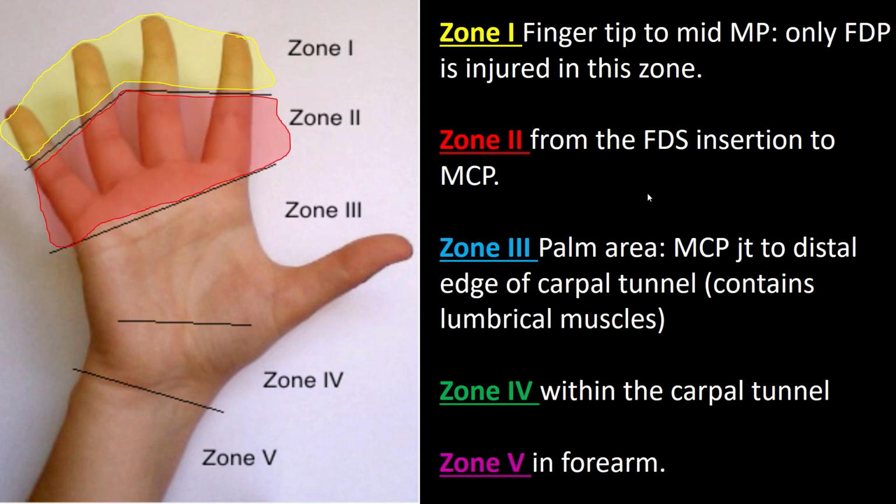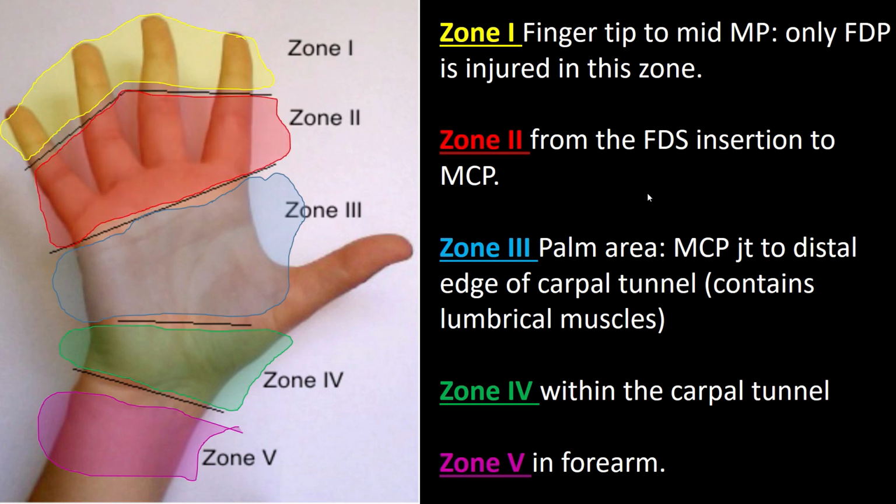This is a tricky zone. Lots of things going on here. Zone 2 is basically from that middle phalanx, and that is where the flexor digitorum superficialis tendon inserts. And then it's going to go to about the metacarpal head area. Zone 3 is basically the palm of the hand there, from the metacarpal joint to the start, basically, of the carpal tunnel there, and contains the intrinsic muscles of the hand. Zone 4 is the carpal tunnel, and Zone 5 is the forearm. So the 5 zones there.